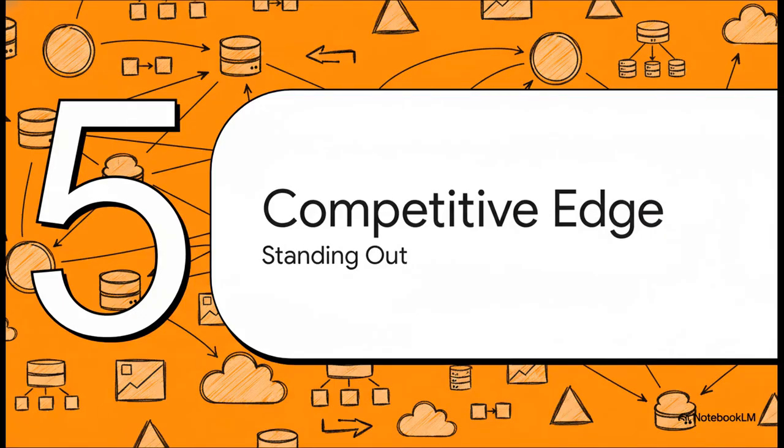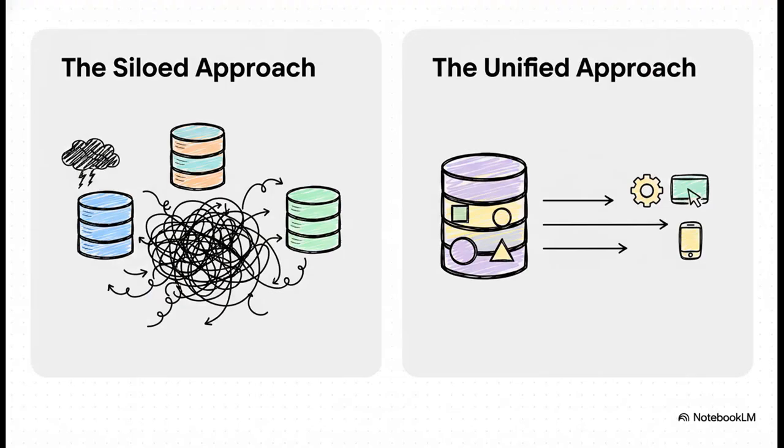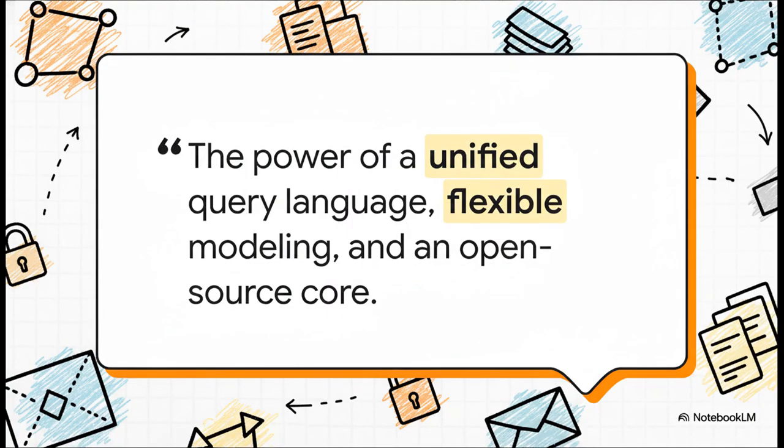I mean, in a world with hundreds, if not thousands, of databases out there, what truly gives ArangoDB its competitive edge? Well, the difference is pretty stark when you put them side by side. On one hand, you've got the old siloed approach, juggling multiple databases, writing tons of complex glue code to sync them up, and dealing with constant headaches. But on the other hand, you have the unified approach that ArangoDB offers. One query language for everything, total flexibility in how you model your data, and a relentless focus on simplicity and performance.